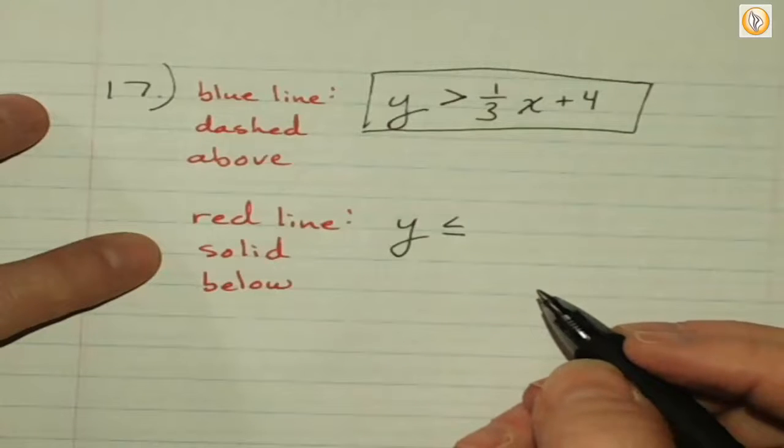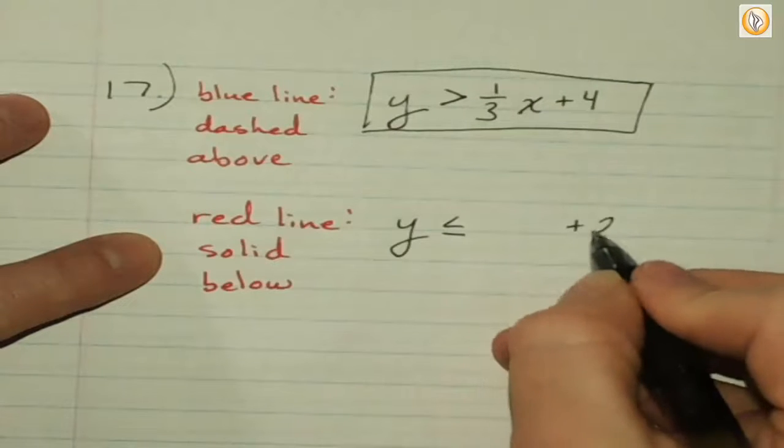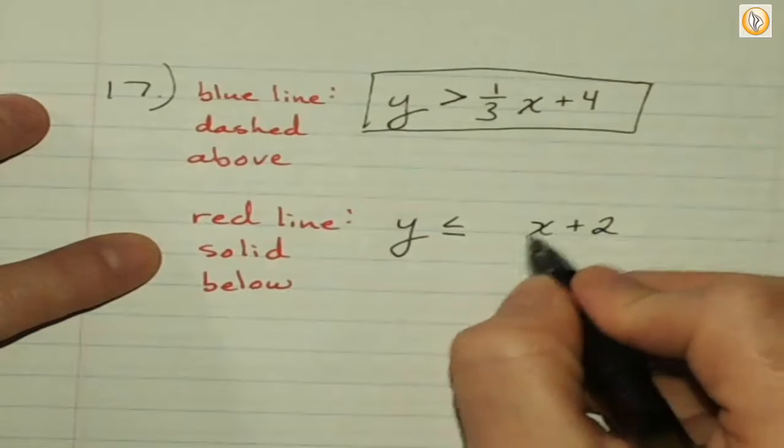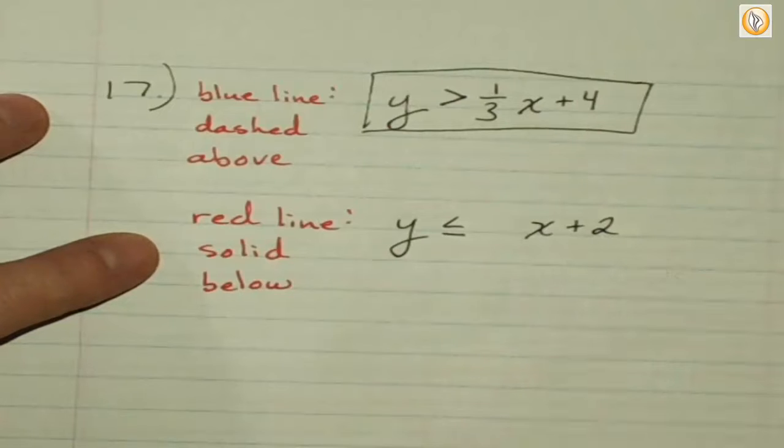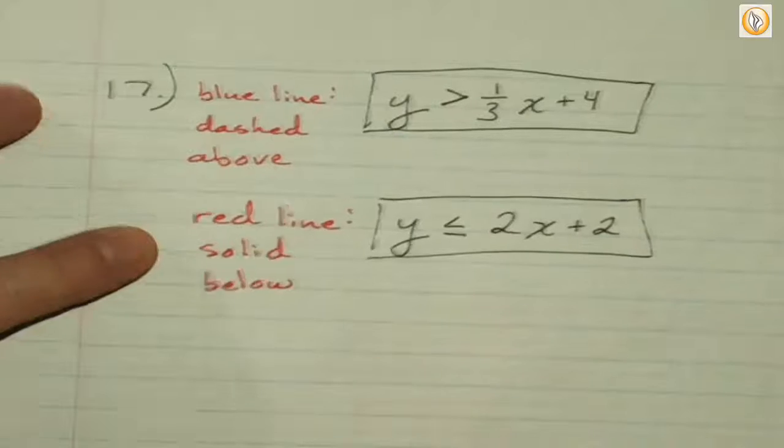Good job. All right, y-intercept. 2. Yep. So, we start at that 2. Slope. Taylor. +2. There's your two answers.